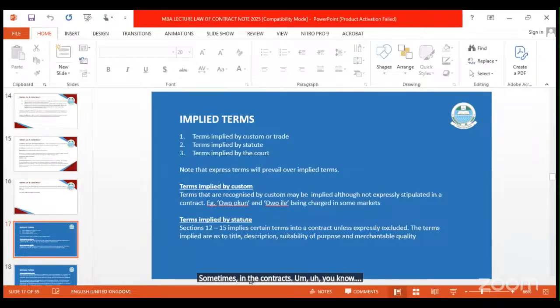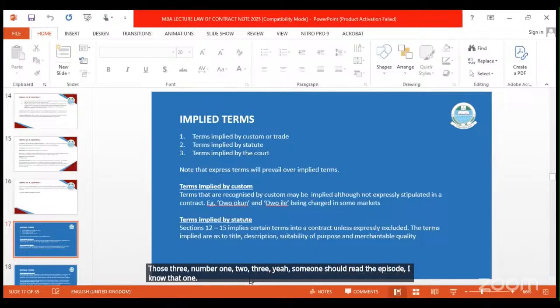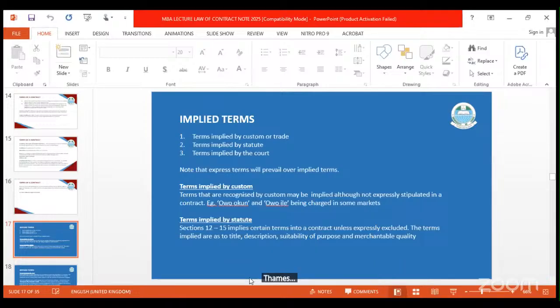So those implied terms are classified as terms implied by, someone should read those so that we know we're on the same page. Terms implied by custom or trade, terms implied by statute, terms implied by the courts. Okay, so we look at them, but just know that this classification is what they call implied term and express term.